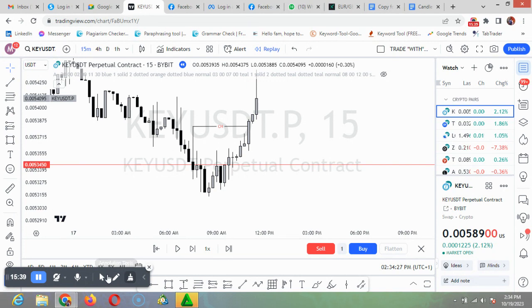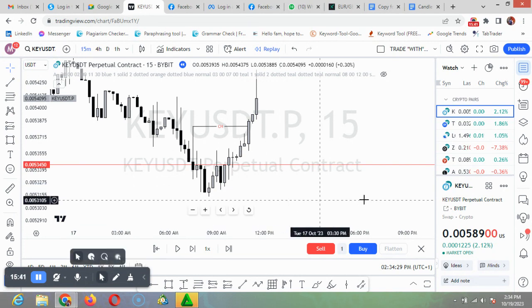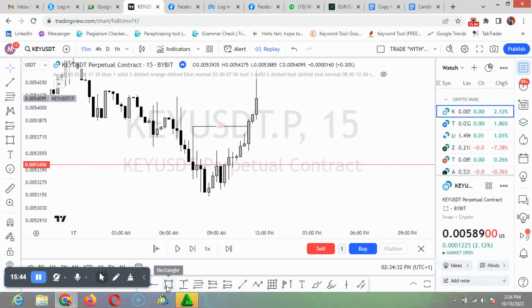All right, I hope that's clear. So right now, you want to mark the candle. For me, I like to use this rectangle box. So I mark the top of the candle.